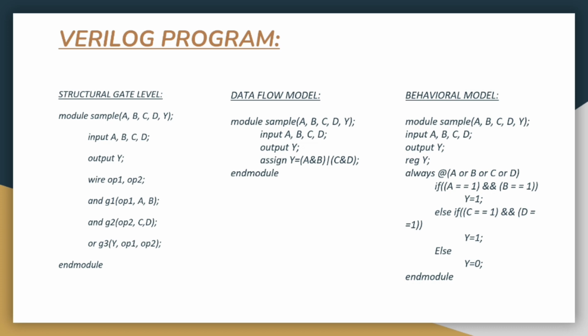In the data flow model, you will take A, B, C, D as input and Y as output, and assign Y equal to A and B or C and D, and finally end module.